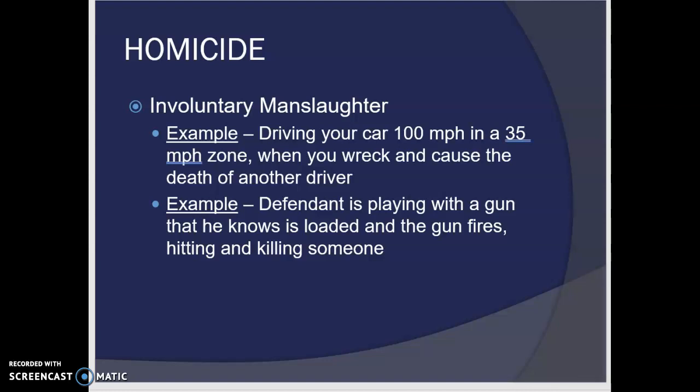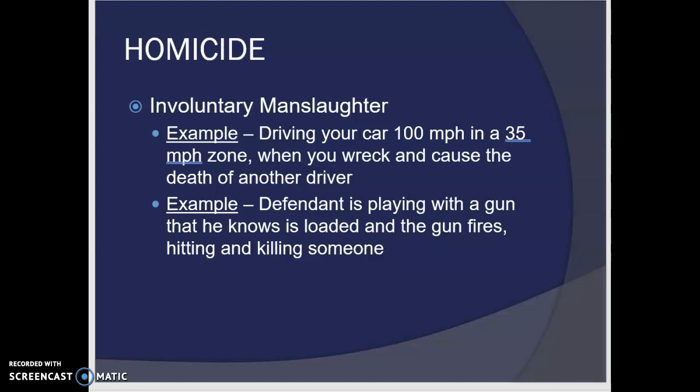So you're not just being careless at this point, you're being really careless. So that's what constitutes involuntary manslaughter. Those are the 2 types of manslaughter, 3, if you count voluntary manslaughter as 2 different types that we see in Pennsylvania.